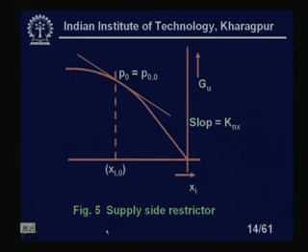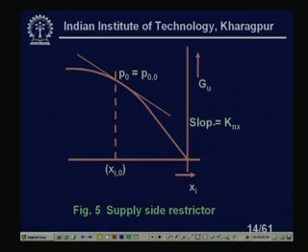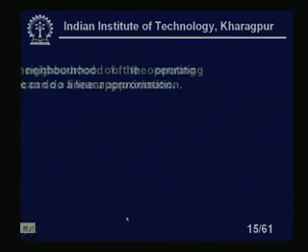This is the supply side restrictor. The same things again we have plotted. The slope is, I am sorry, it will be slope KSF, and for KNX, GU we have plotted, and xi is a displacement. So, what is this relation? Let us look one by one.